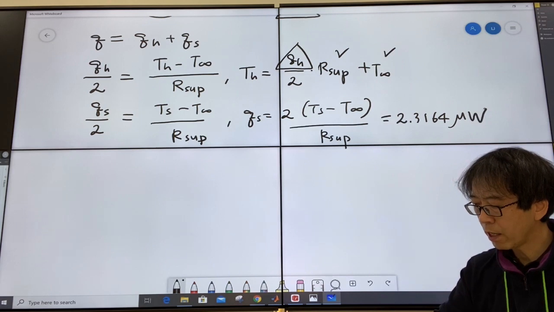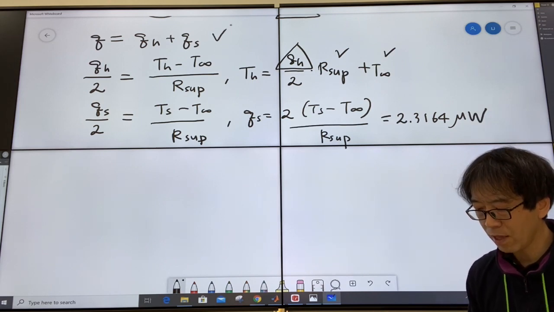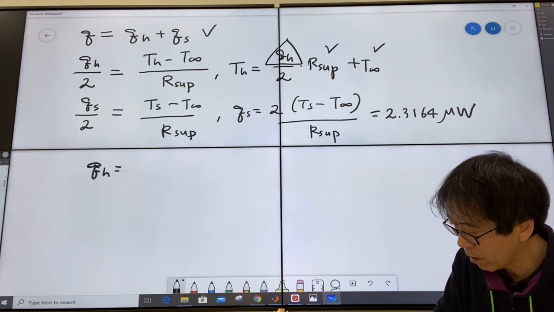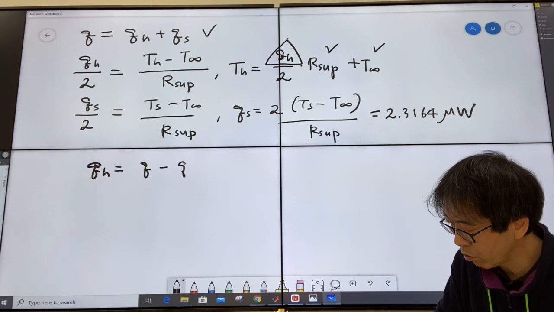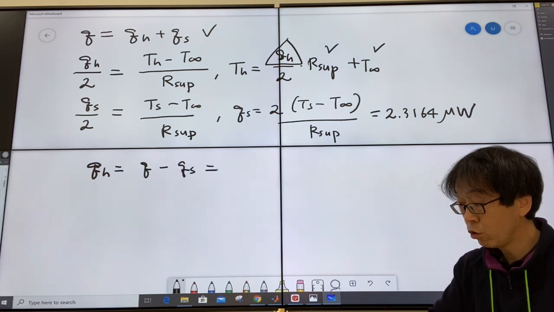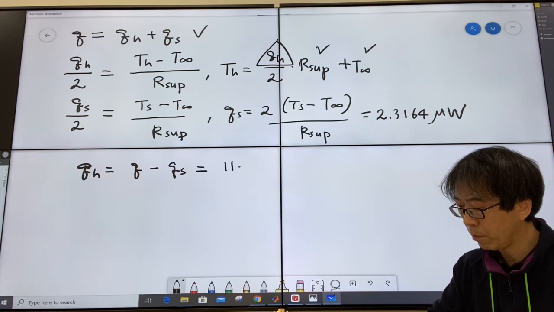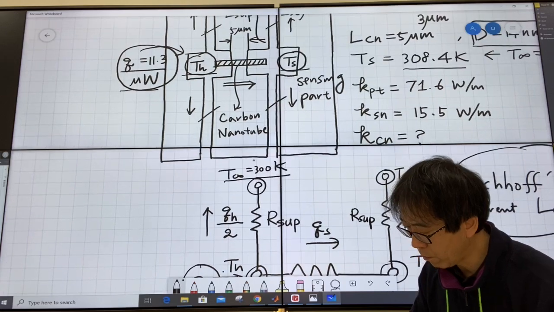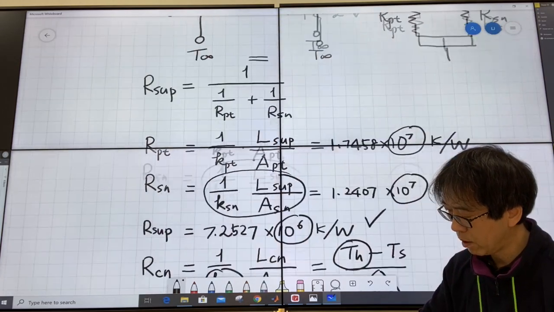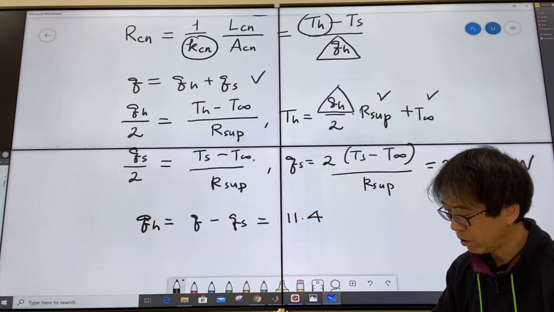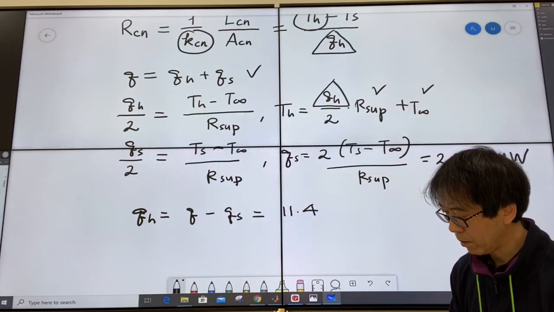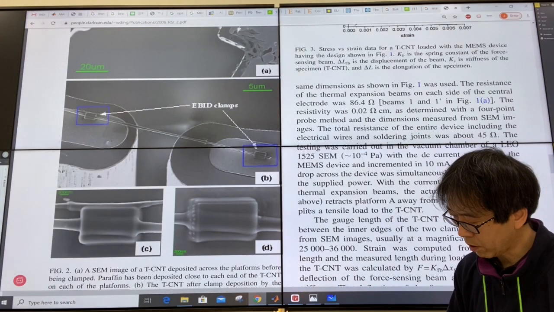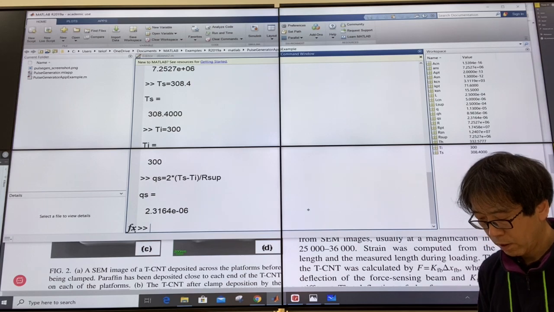Well, so we can calculate QH. Why? Because we have this equation now. So how can you calculate QH? QH is nothing but Q minus QS. That's what we intended, right? And Q was given in your textbook, 11.34. I forgot. What was it? 11.3 indeed. 11.3 minus this value, right? So if you just plug in right there, if you just calculate it, what is it?